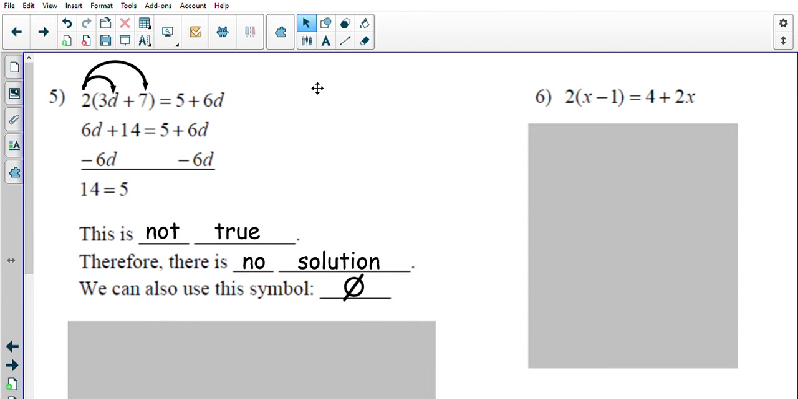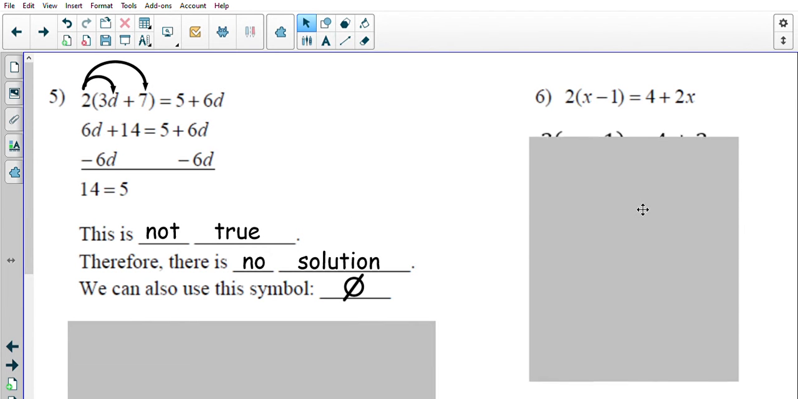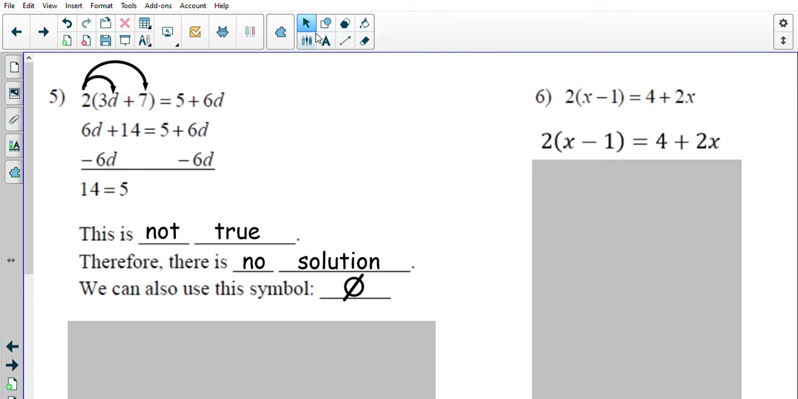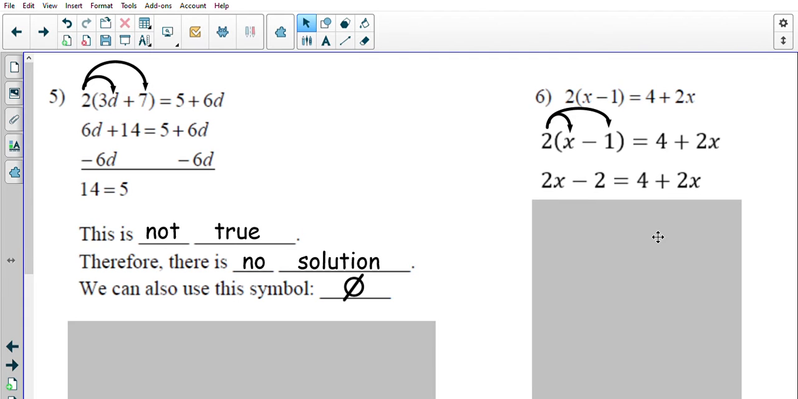So let's try one of these together here. So number 6, we have 2 and then in parentheses x minus 1 equals 4 plus 2x. So let's distribute that 2 into the parentheses. We're going to take 2 times x and 2 times 1. So we'll have 2x minus 2 equals 4 plus 2x.